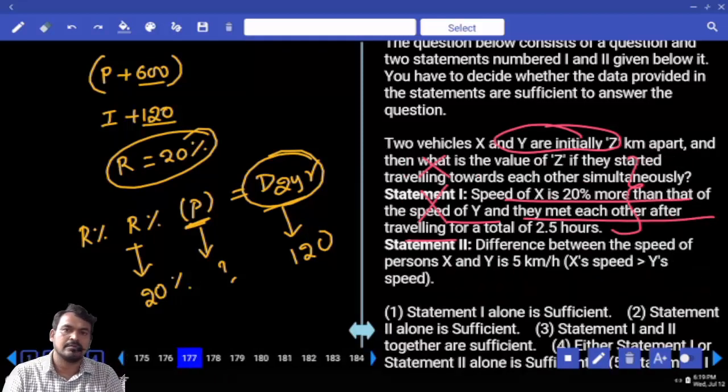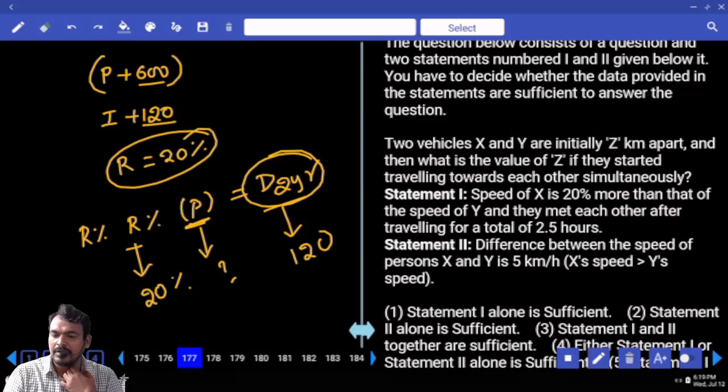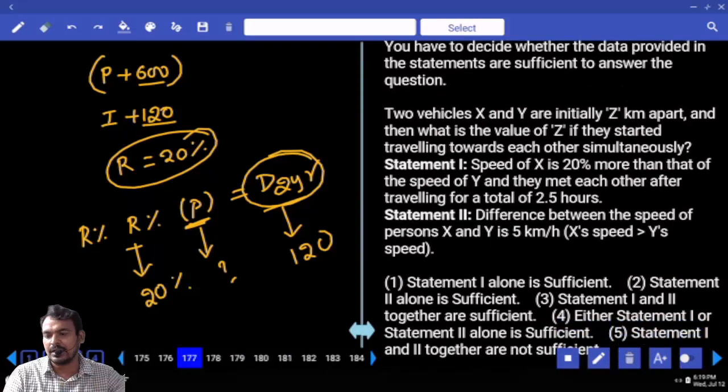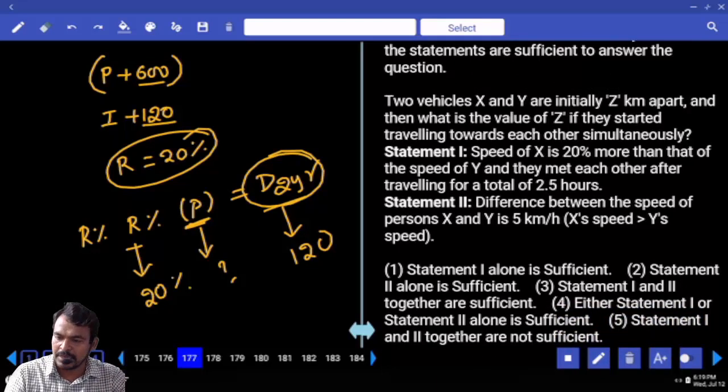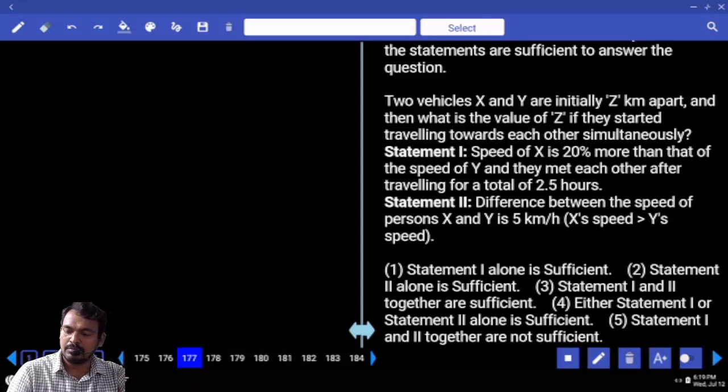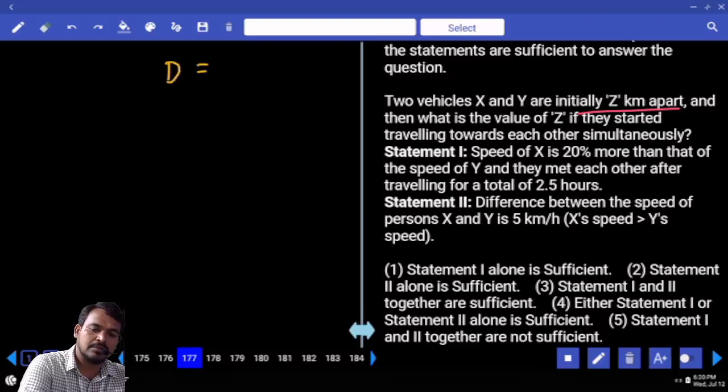Question 177. Two vehicles X and Y are initially Z kilometers apart. What is the value of Z if they start traveling towards each other simultaneously? Means we require the distance value or the time value. Distance. Initially it is how many kilometers? Z kilometers. Means we require distance or time?